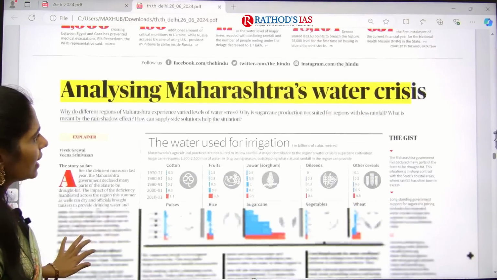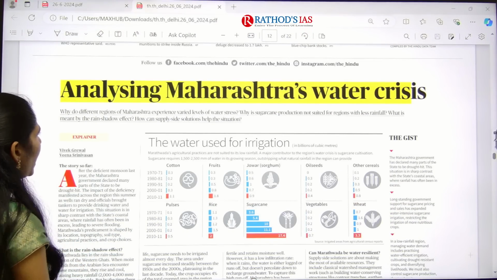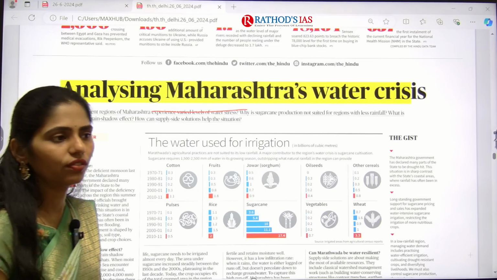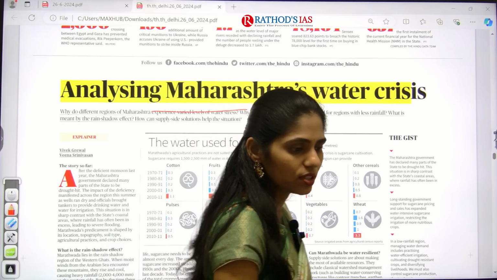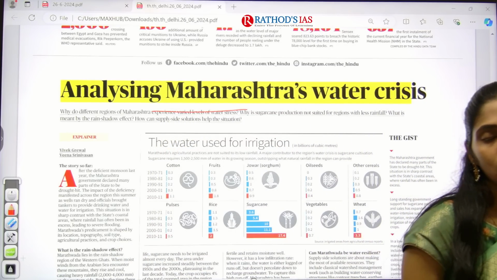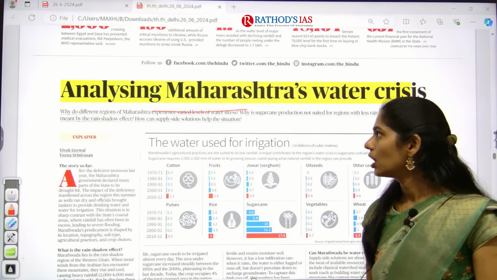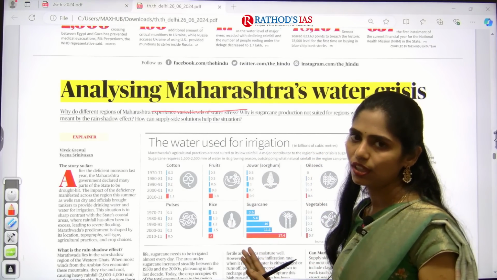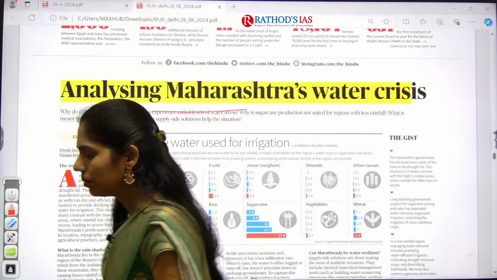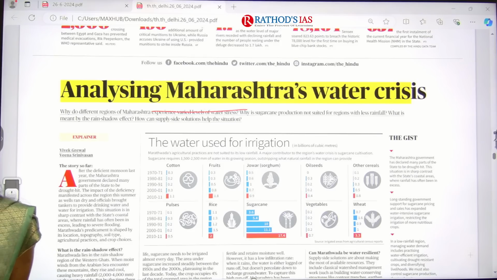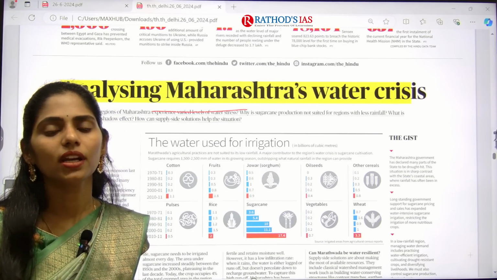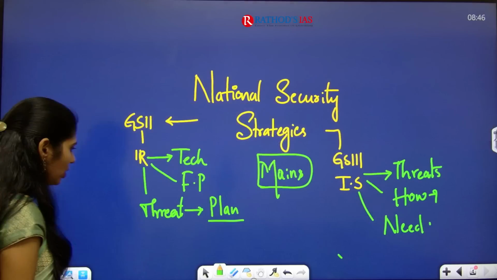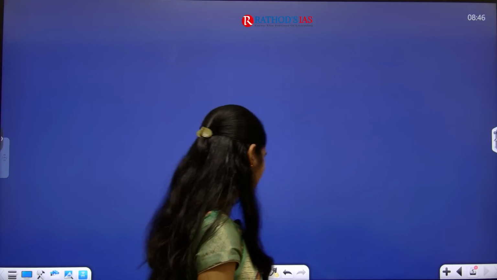And in the text and context, there is one article about analyzing Maharashtra's water crisis. Water crisis is one of the important contemporary issues that we are seeing now. Not only in the Delhi region and Bangalore region, but especially now even in Maharashtra they are facing this water crisis. It is one of the societal problems, a contemporary issue that we are seeing now in society.